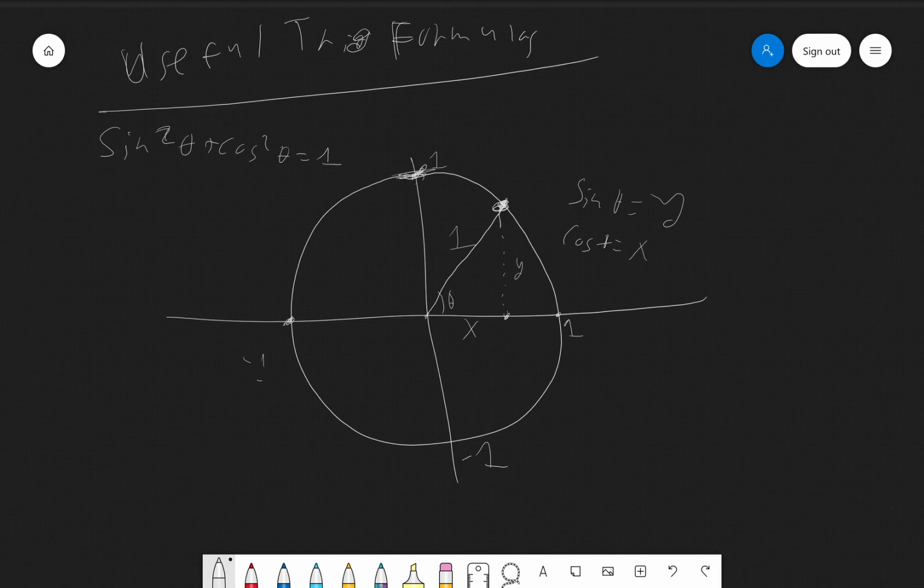So now, because this is a right angle, and this is cosine of theta and this is sine of theta, we can use the Pythagorean theorem to say that sine of theta squared, but we write it like this so we don't confuse it with sine of theta squared, plus cosine squared of theta is equal to 1. So now we know that.